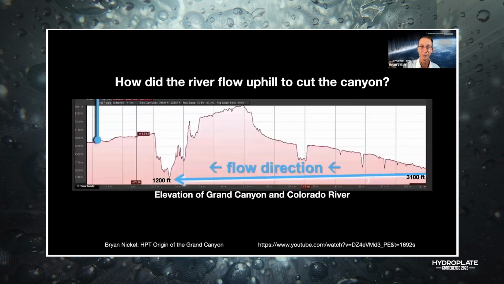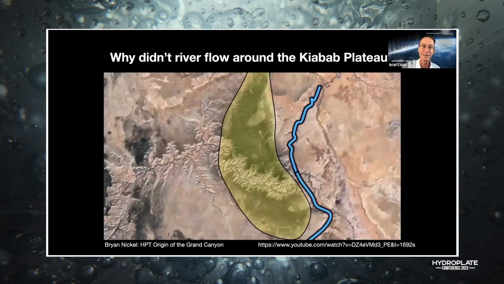Okay, so big question is, how'd the river flow uphill to cut the canyon? It's like, what are you talking about? Well, we just showed you that the river flowed in at 3,100 feet and flowed out at 1,200 feet. Yet in the middle, that canyon rises up a mile above the river. So if that river carved the canyon, how did it flow up there to cut it? No, it doesn't make any sense. And why did the river flow around the Kaibab Plateau?